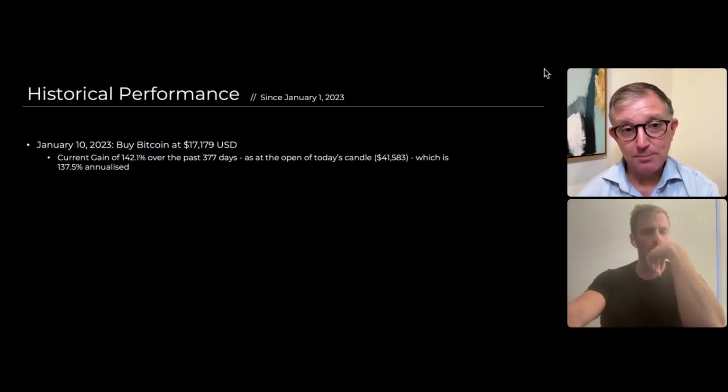Historical performance, always important to keep a look at. We're doing very well. The current gain is 142%, as of this morning, 377 days in, which is 137.5% annualized. We're really just keeping an eye on that to make sure that our performance is up to scratch, or is what we would expect over this cycle. And so far, Bitcoin has absolutely delivered as we would hope.